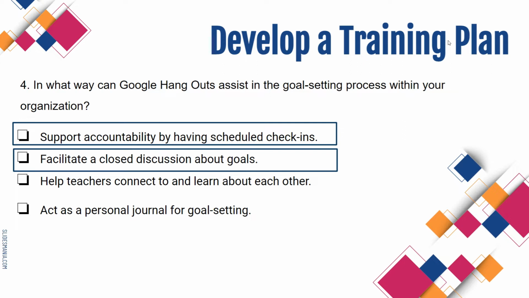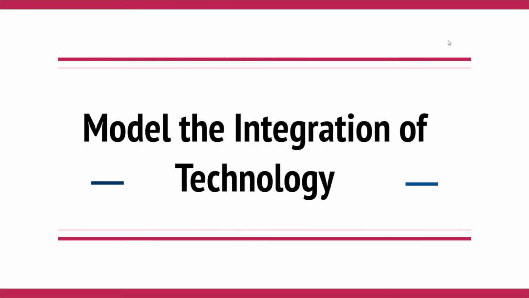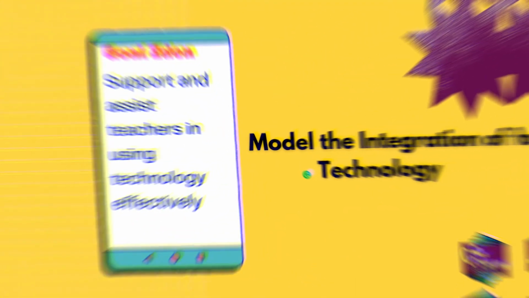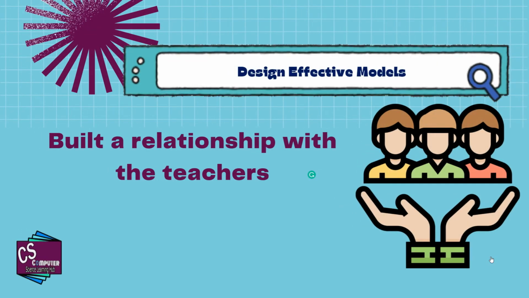Help teachers connect to and learn about each other. This is correct. Act as a personal journal for goal setting. This is wrong. Okay, now let's start with the second part, which is about modeling the integration of technology. Model the integration of technology. The goal of this part is to support and assist teachers in using technology effectively.